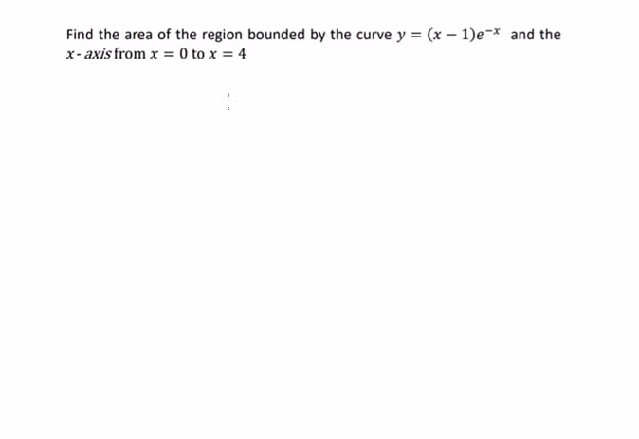Hello everybody, so today I will talk about calculus. The topic today is about integration and the area. So now I will show you the technique of how to answer.